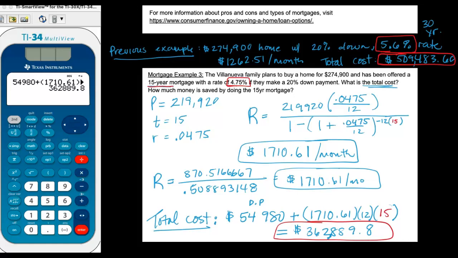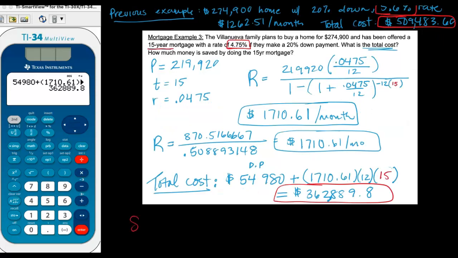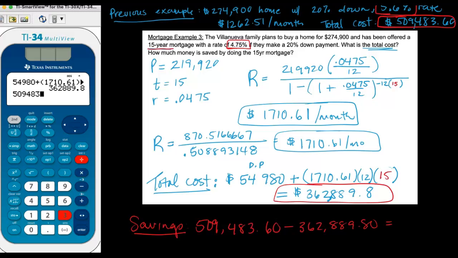And if we want to know the savings, all we have to do is subtract. So we can take the larger number, $509,483.60, and subtract $362,889.80, and we can figure out the difference. So 509,483.60 minus 362,889.80. Actually, that's not a point, let me go back, it's a comma. 362,889, that's what I get for going too fast, .80. There we go.